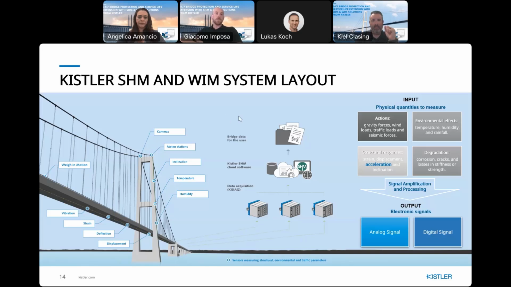So all this information is perfectly recorded, measured, and sent to our KiDAC, which is able to convert this information from analog to digital and send a robust dataset to our platform. It is cloud-based, where it's possible to perform analytics, and afterwards the results are sent to the bridge user.